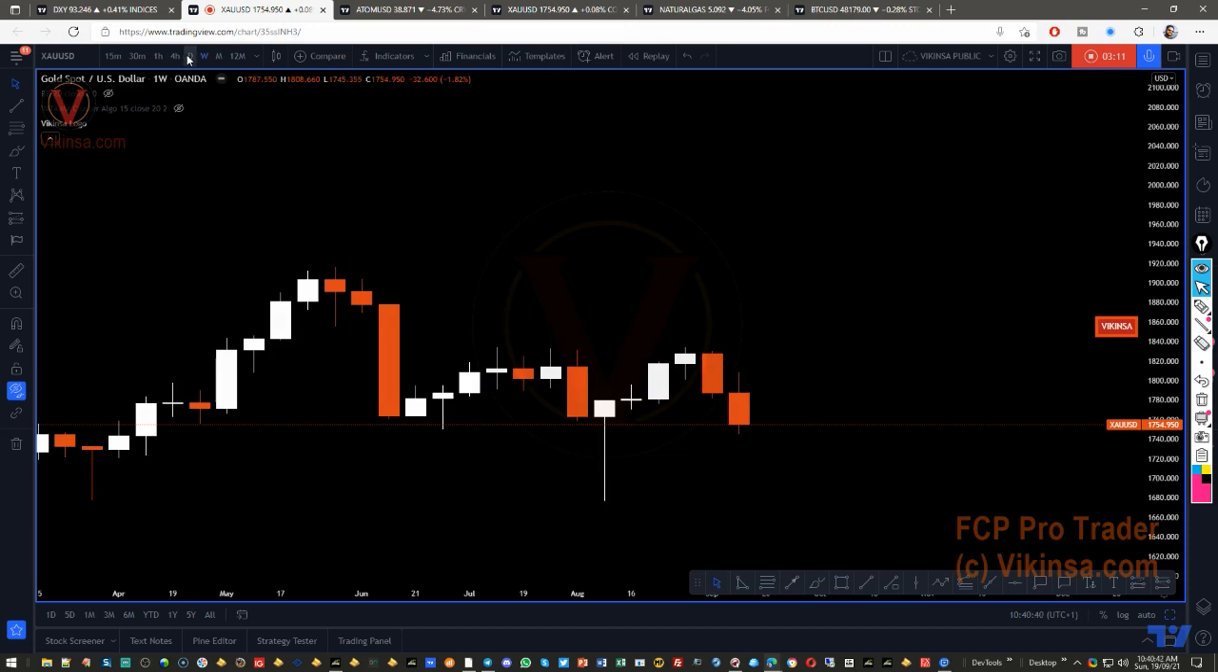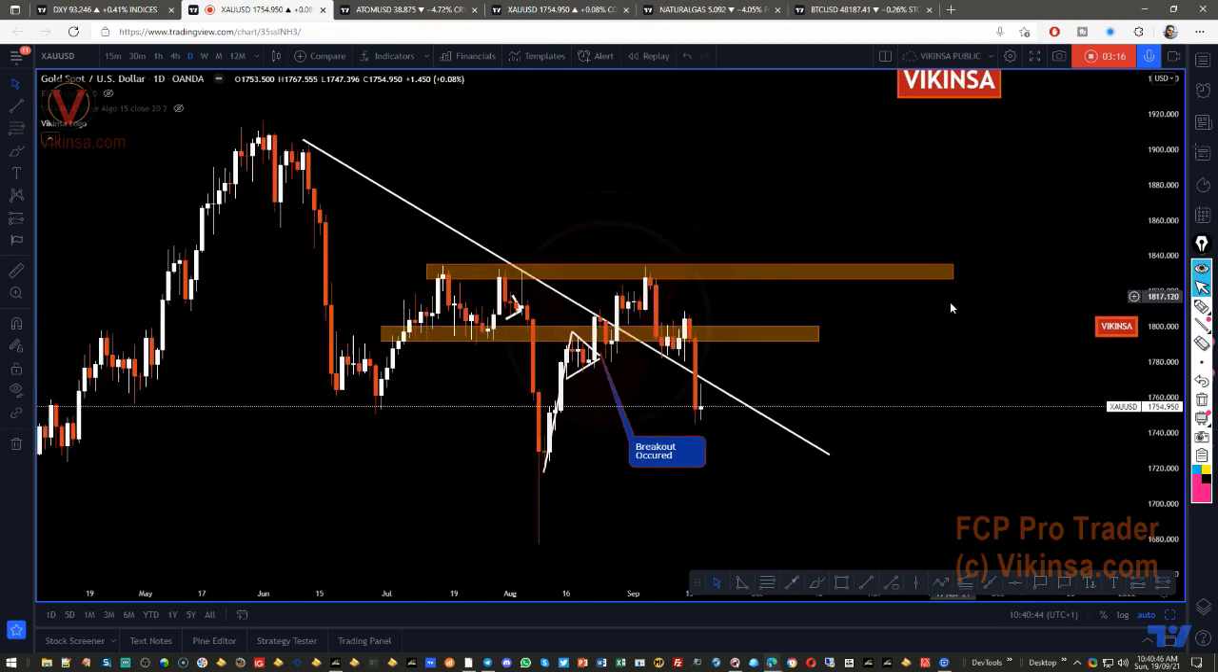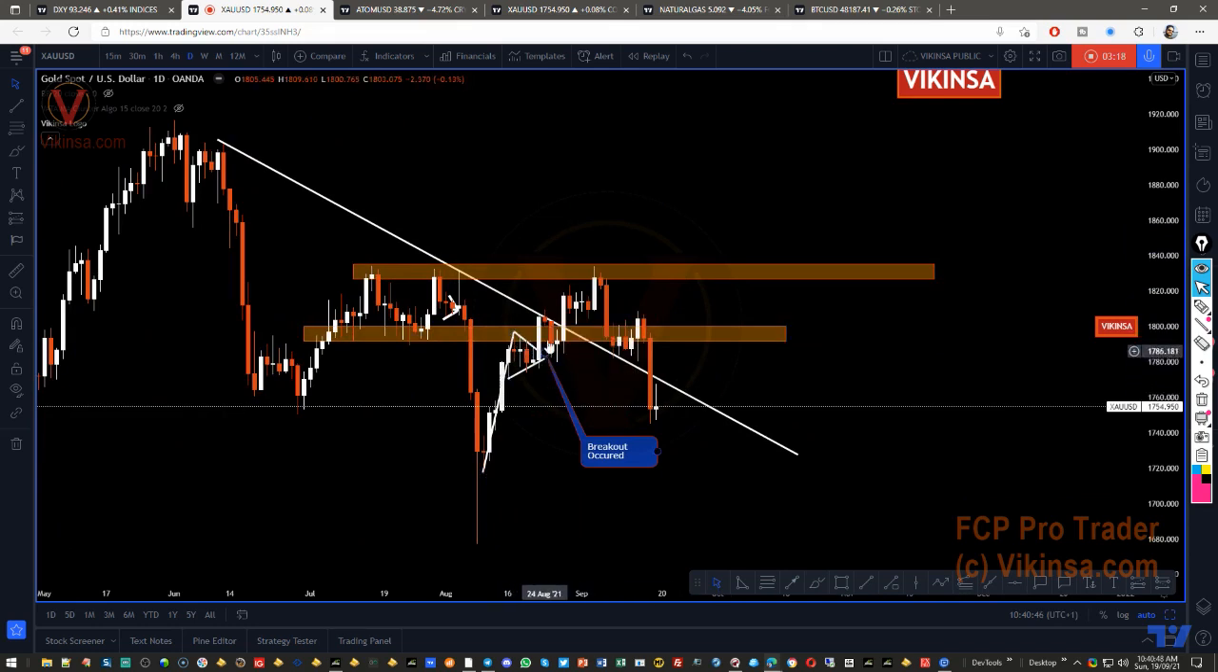If I go to the daily time frame and bring in the original analysis, which I shared a few weeks ago, this is the breakout we were expecting. The market went into this trend line, created a rejection, then broke this, went to this structure zone, and then fell back down, got supported by the trend line once again, tried once again, and now it has fallen back down.